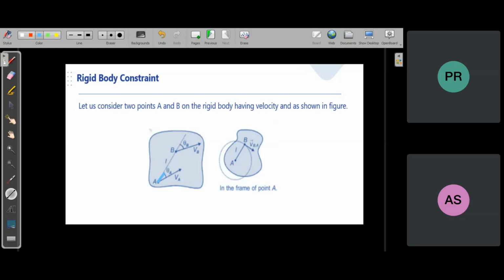So whatever is the velocity of this particle along the line joining, the same will be the velocity of this particle along the line joining them. Because if it is not the same, then separation between them will change. So here you got a relationship that its component will be VA cos theta A, where this angle is theta A, and here you are getting VB cos theta B.